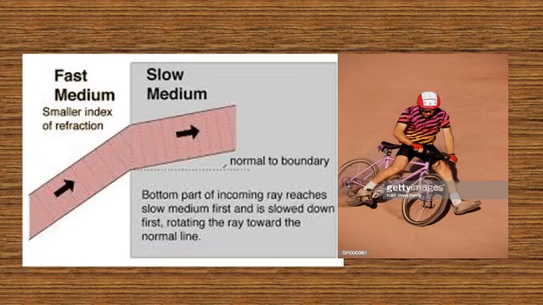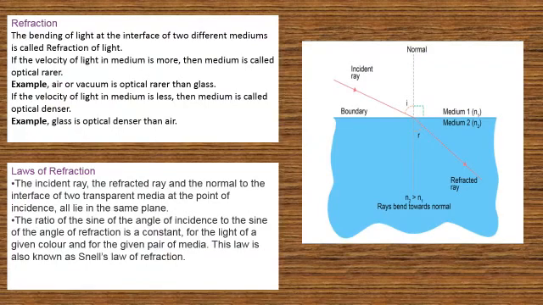So that's an example. So when light enters from a thinner medium to a thicker medium, the velocity of light reduces and then light bends. The bending of light at the interface of two different media is called refraction of light. If the velocity of light in a medium is more, then the medium is called optically rarer medium. If the velocity of light in a medium is less, then the medium is called optically denser medium. So air or vacuum is an example for optically rarer, and glass, oil, all these things are examples for denser.